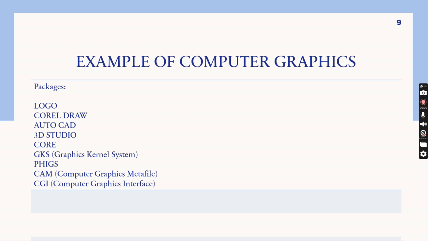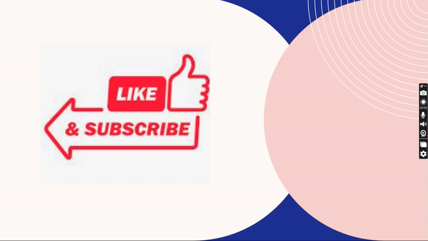These are some examples of computer graphics software: Logo, Corel Draw, AutoCAD, 3D Studio, GKS, PHIGS, CAM, CGI. So these are some of the examples of computer graphics.